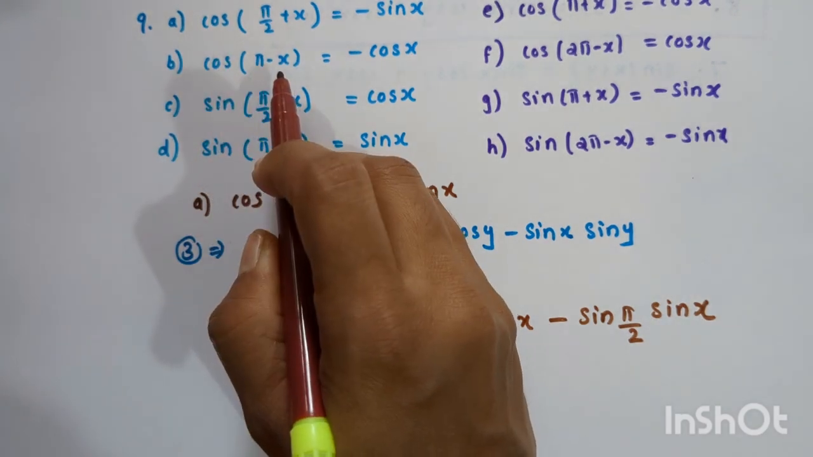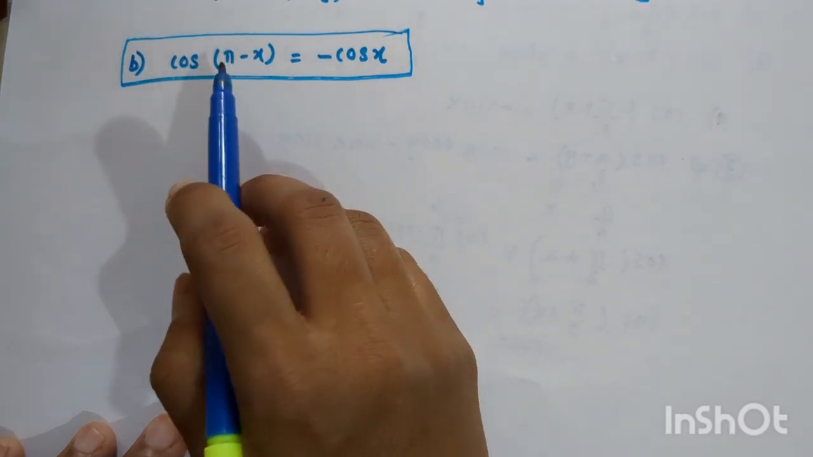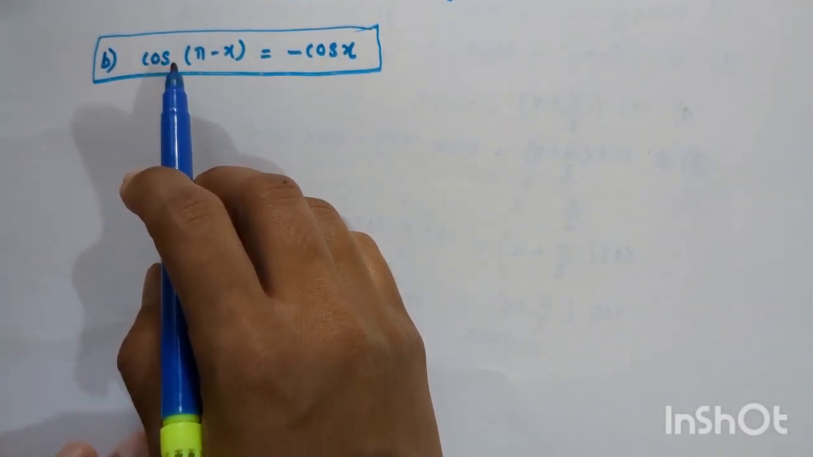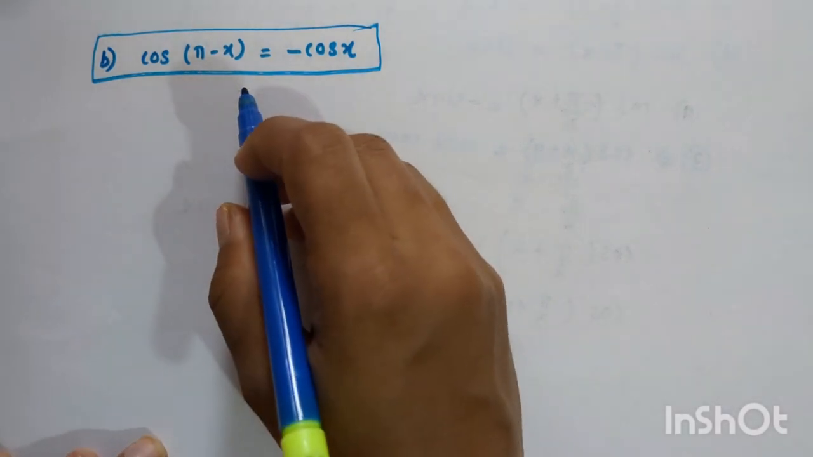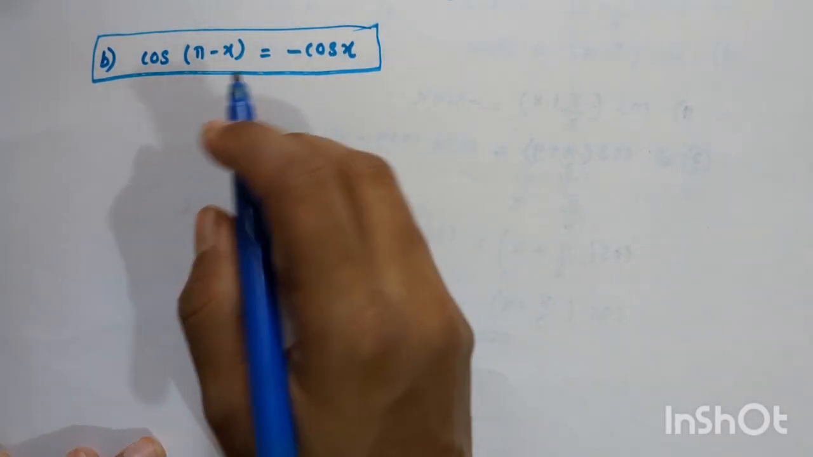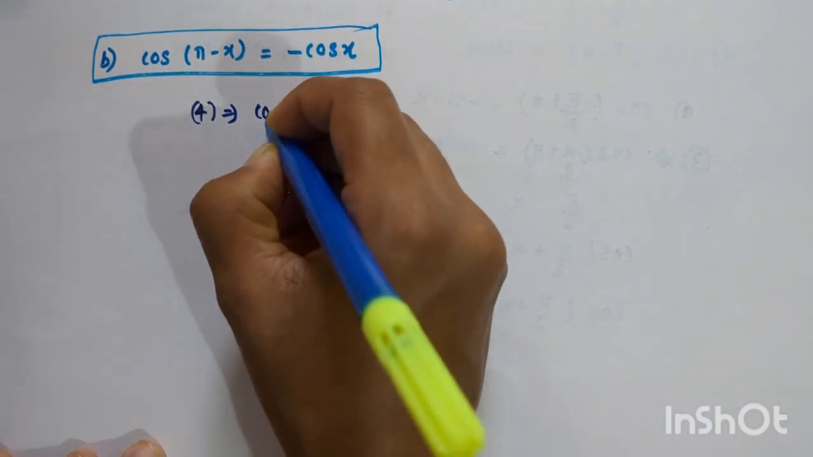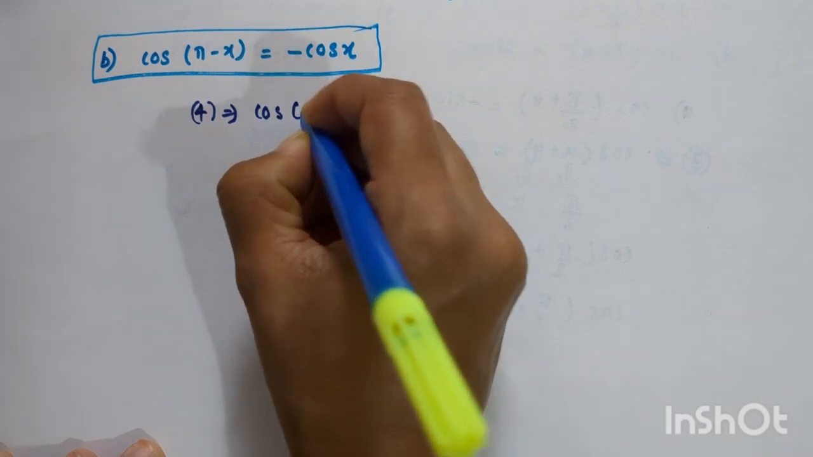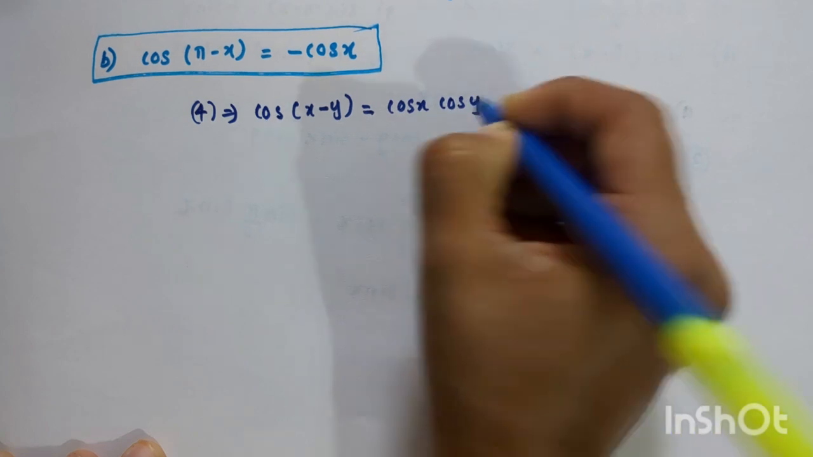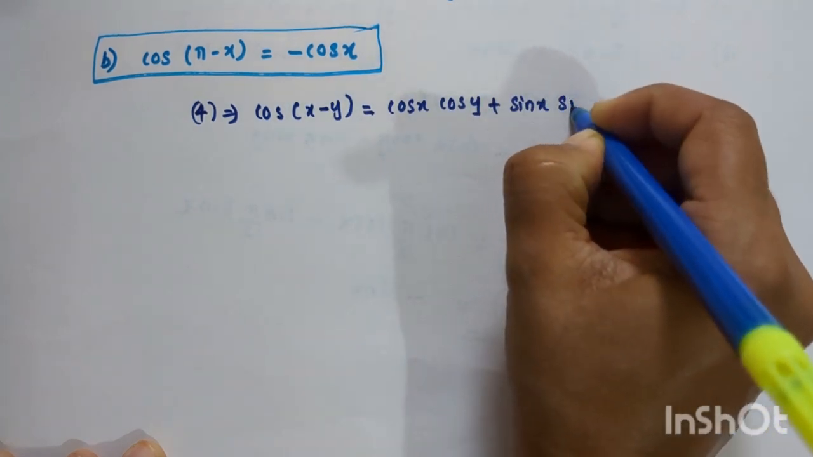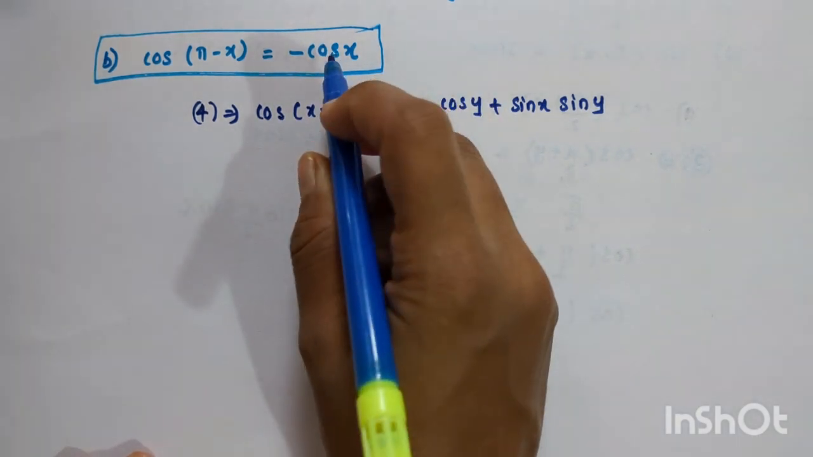Cos of pi minus x is equal to minus cos x. So now we are going to prove this trigonometric identity, that is cos of pi minus x is equal to minus cos x. So you see, to prove this, I am going to use the fourth trigonometric identity which I discussed in our previous video. That is, the fourth trigonometric identity was cos of x minus y equals cos x cos y plus sin x sin y. This was the fourth trigonometric identity. So I am using this trigonometric identity to get this one.